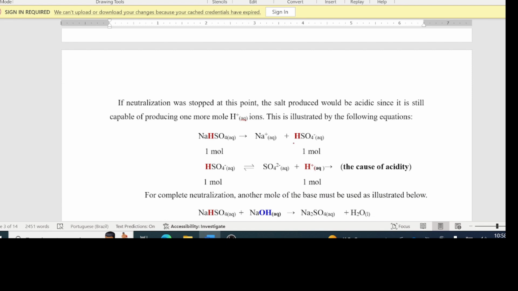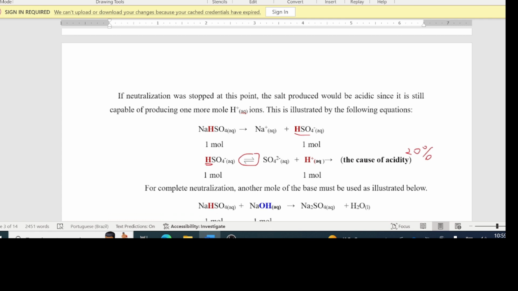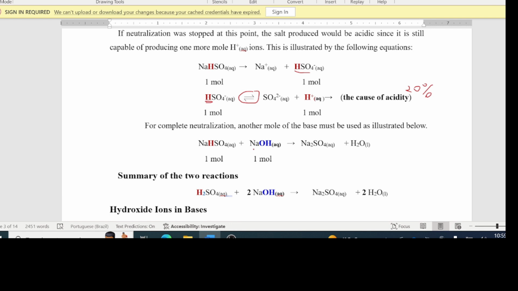This guy here now ionizes to give this one here. See? But this one here still has that H plus locked up inside that can partially ionize. Okay, it partially ionizes. You see the double arrow there? It's only 20% ionized. The second hydrogen is only 20% ionized. The first hydrogen is 100%. The second hydrogen for sulfuric acid is only 20%. But put another mole of sodium hydroxide inside, and it neutralizes it completely, okay? You get salt and water there.